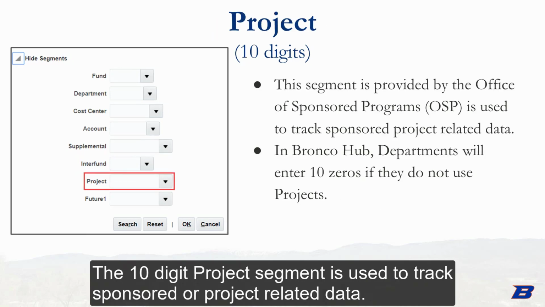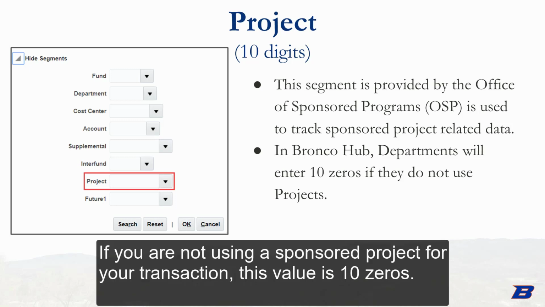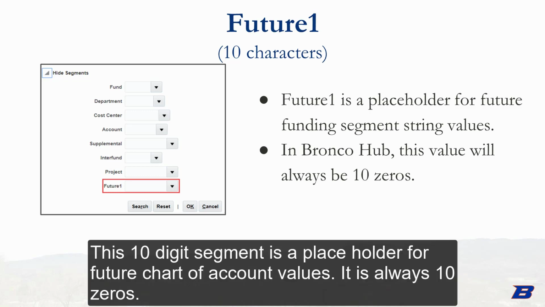The 10-digit project segment is used to track sponsored or project-related data. This value is provided by the Office of Sponsored Programs. If you are not using a sponsored project for your transaction, the value is 10 zeros. The last segment value is future one. This 10-digit segment is a placeholder for future chart of account values. It is always 10 zeros.